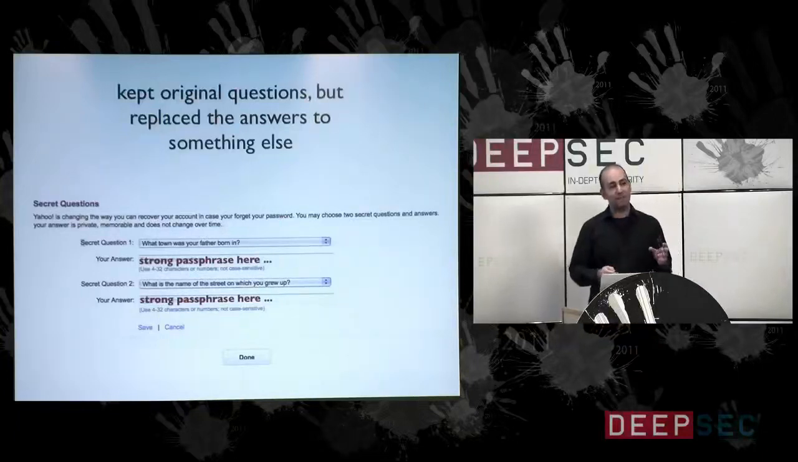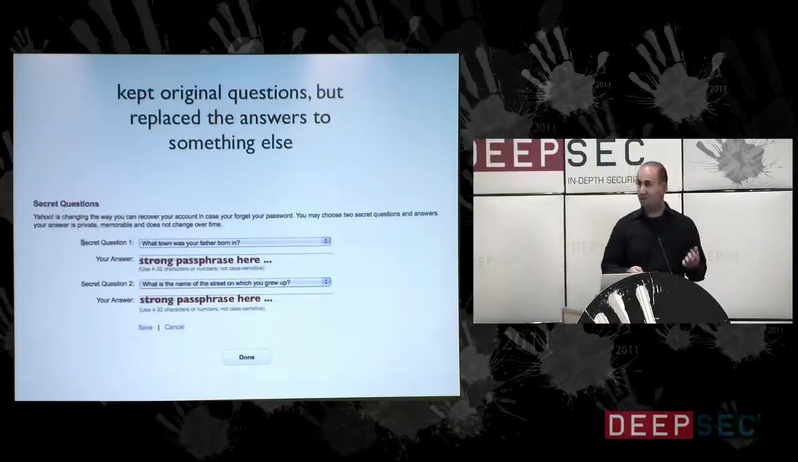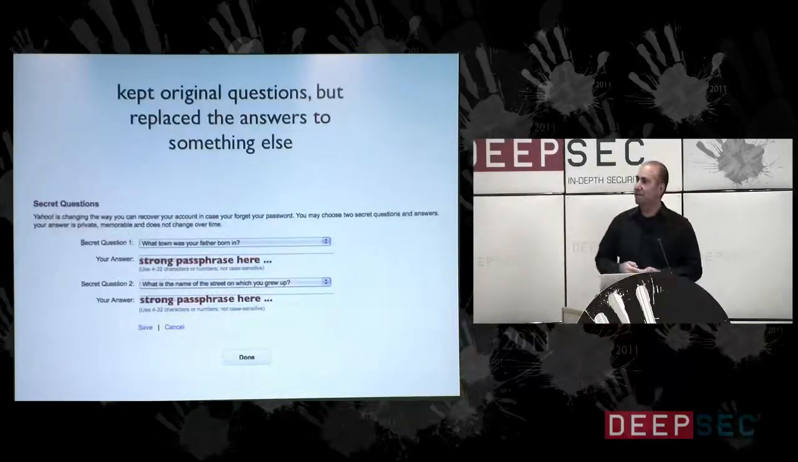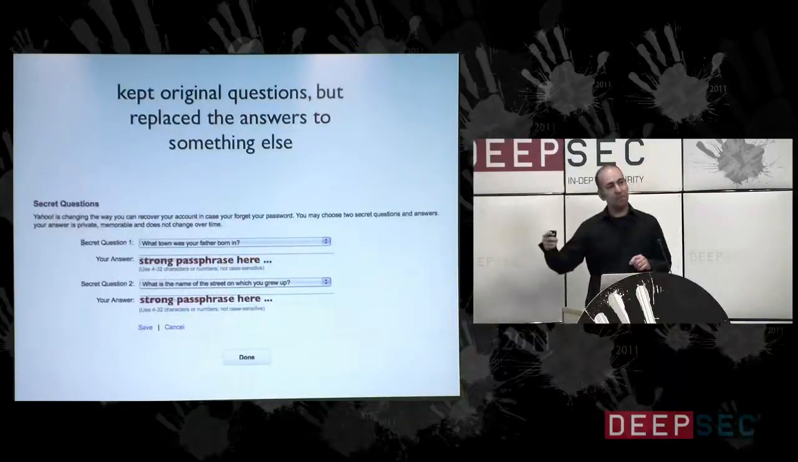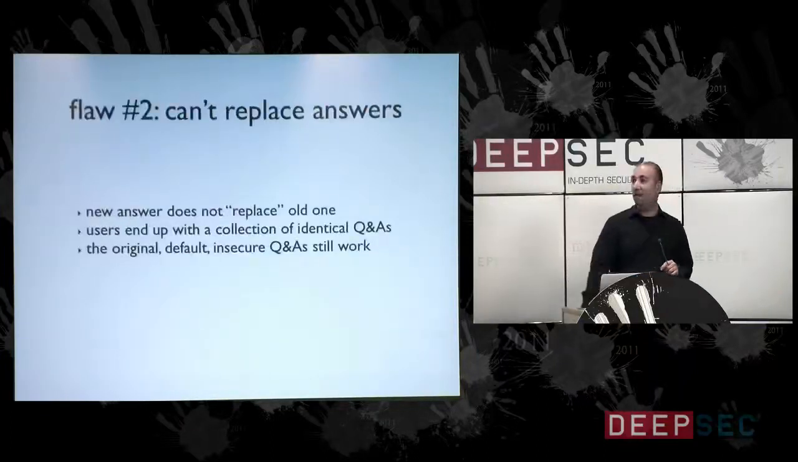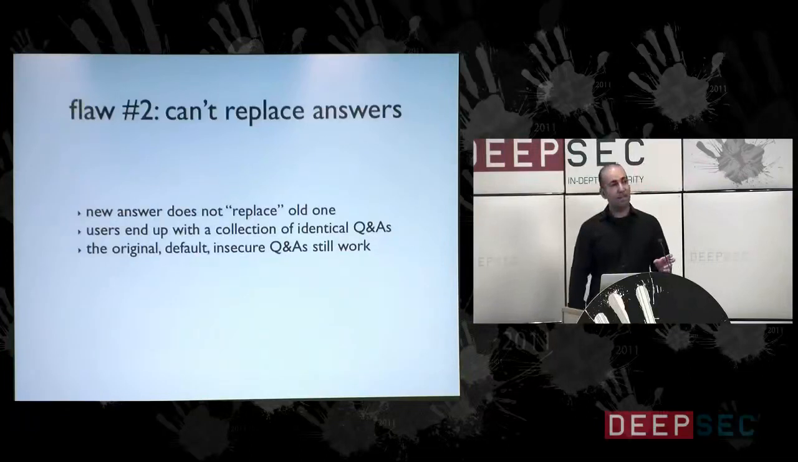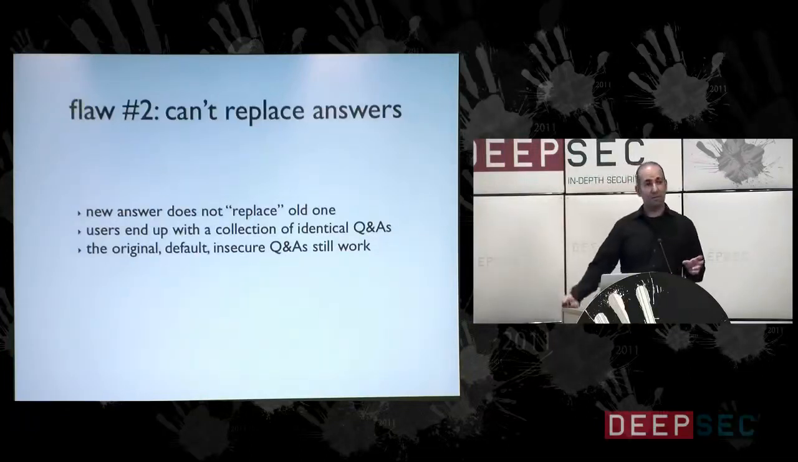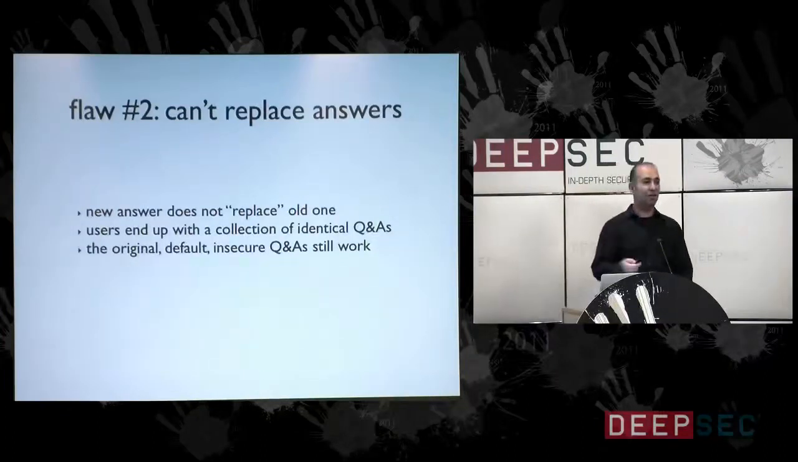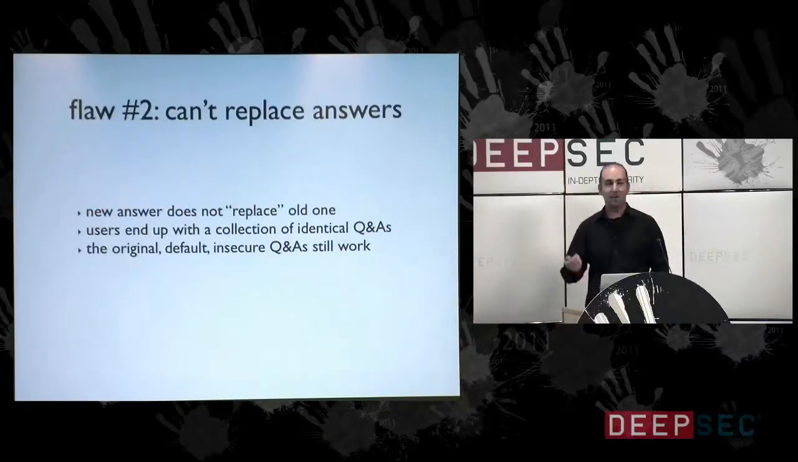So he kept the original questions and strengthened his answers to some passphrase instead of Valencia, for example, hoping that these new answers would replace the original questions. But that's not the case with Yahoo, because what Yahoo does basically creates a collection of questions to answer with identical questions and different answers. So all of them would work. Basically, with this, you could always get back and compromise your friend's Yahoo account, or your Yahoo OpenID account in this case.